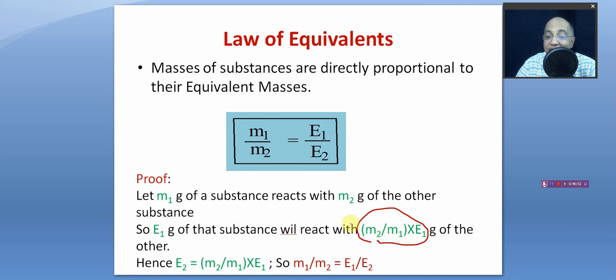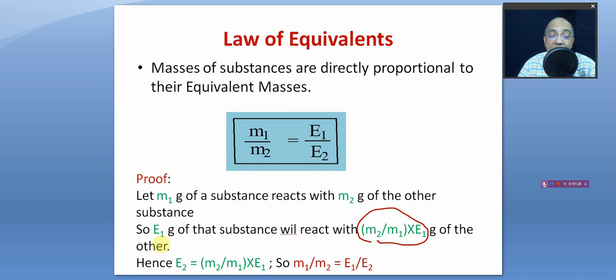So the mass of the substance which reacts or is produced by E1 gram of the first substance is bound to be the equivalent mass of the second substance, may it be a reactant or a product. So if E2 is the equivalent mass of the second substance, E2 is bound to be equal to this.